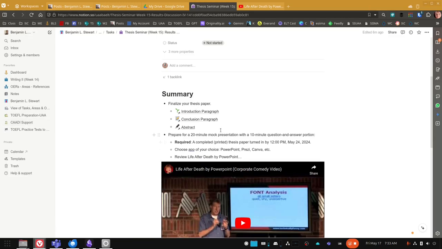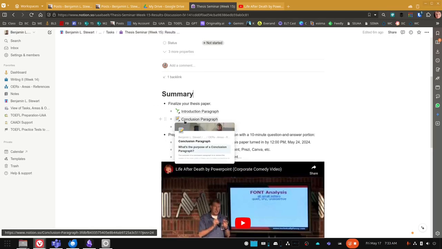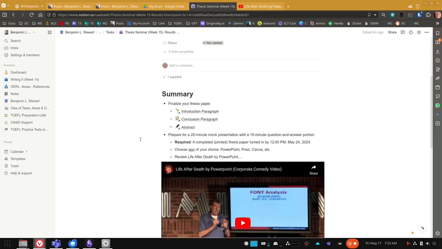The conclusion paragraph is going to be the final paragraph of your entire paper. So in the conclusion paragraph, you'll want to again reword and restate your thesis statement. Then you want to provide the significance or relevance or the big picture that relates to your thesis statement, that basically relates to your whole paper. And then conclude with a closing statement or perhaps a famous quote.